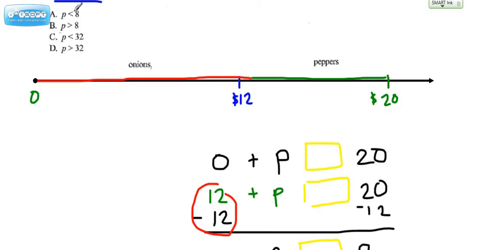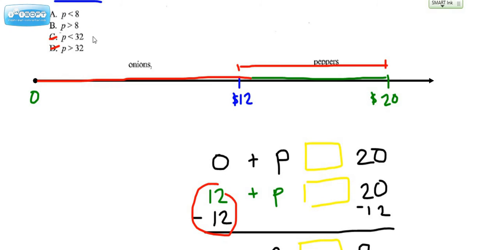Look at the choices that they give us. And hopefully you can see that we're going to eliminate choices C and D. So we basically have to figure out, is the amount of the peppers going to have to be less than $8, or would the amount of peppers have to be more than $8? If we think about a value that's more than $8, because this line right here would represent 8, then we're not going to have enough, right? Because this has to be more than 12. Let's say this is $13 and then we have for the peppers $9, that's not going to be enough money because we only have $20 to spend.